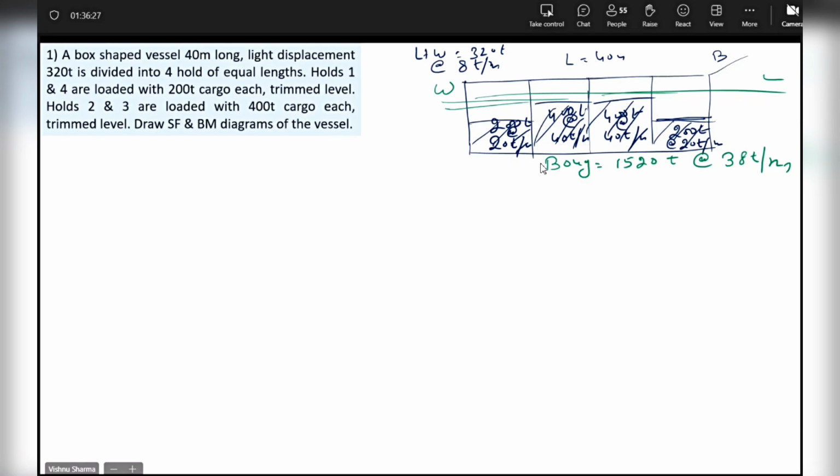Why is the buoyancy uniformly distributed? Because of two reasons: A, it's box shape, together with an even keel. If either of these two conditions is not fulfilled, then buoyancy shall not be uniformly distributed.